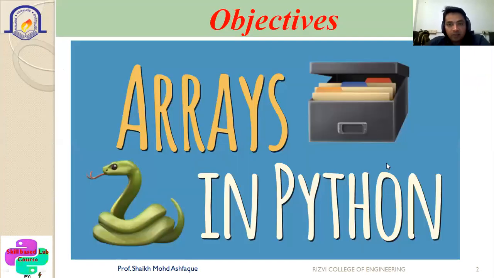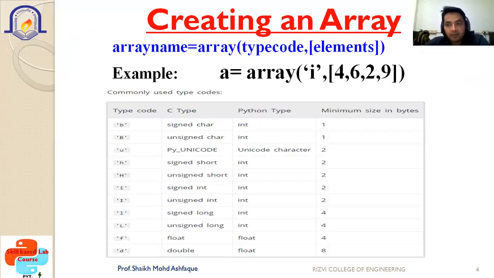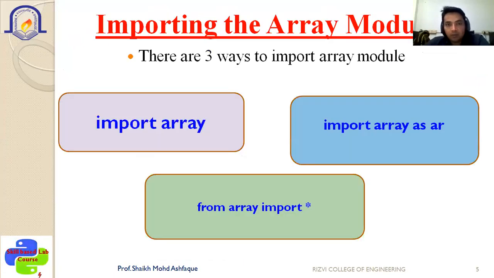Now which slide can you see? Objectives: Arrays in Python. Okay, next slide is the definition, right? Yes. Now creating an array. Yes. Importing the array. Yes, it's working. Okay, now I'm starting once again, repeating it from this point.